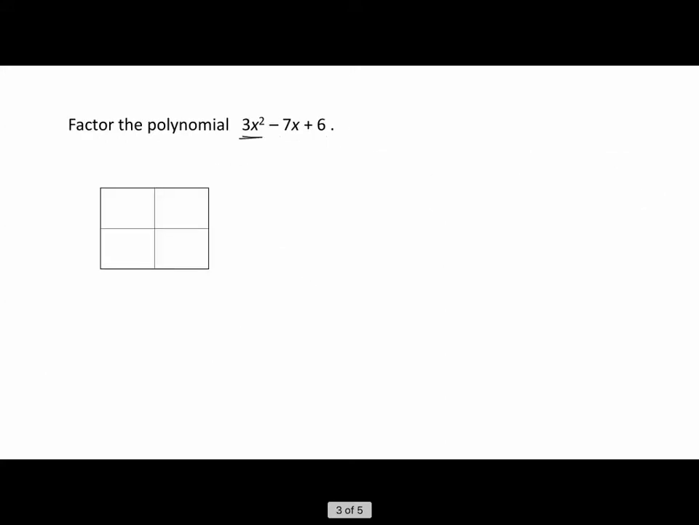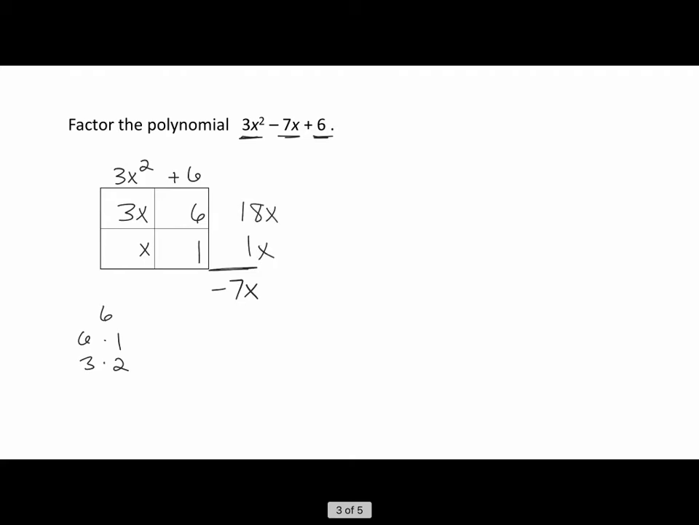We want to factor this polynomial, so factors of 3x squared and positive 6, such that the sum of the products of those factors is the middle term. So x squared can only be x times x, and 3 is a prime number, so it only has factors of 3 times 1. So really, we just need to play around with factors of 6 to see what we can get. So if we try 6 times 1, that's 18x and 1x.